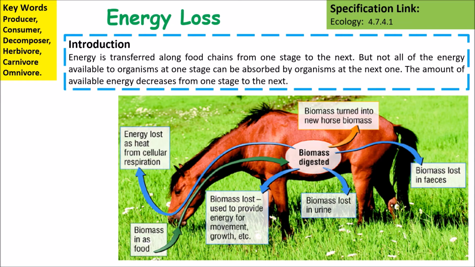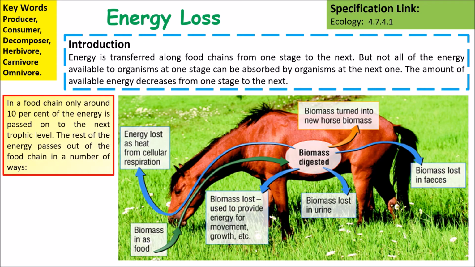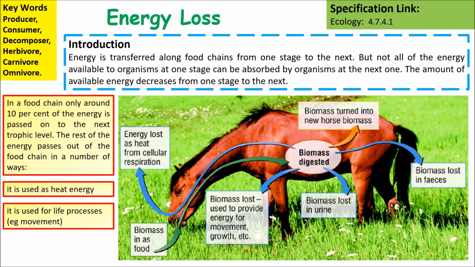Energy is transferred along the food chain from one stage to the next, but not all energy available to the organisms at one stage can be absorbed by the organisms at the next one. So the amount of energy decreases from one stage to the next. In a food chain, only around 10% of the energy is passed from one trophic level to the next. The rest of the energy passes out of the food chain in the following ways. It can be used as heat, it can be used in other life processes such as movement, or it could not be absorbed and come out as feces, which would then be passed on to decomposers.